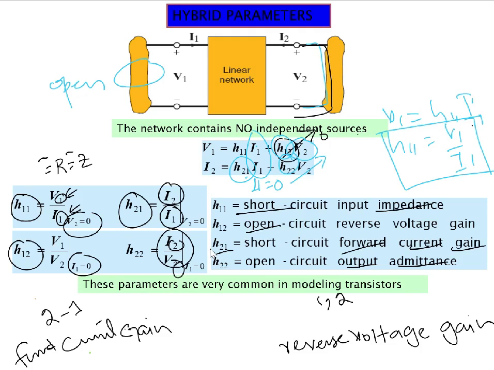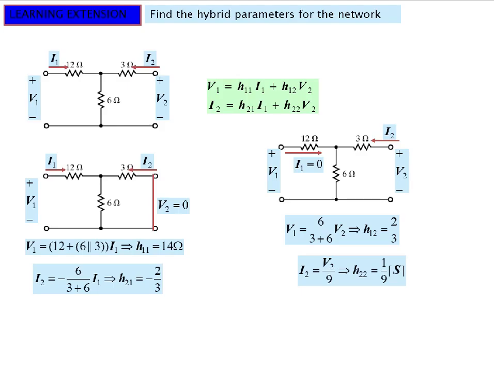Now going to the next slide, in which we will discuss an example based on the things that we have learned so far in hybrid parameters. So here is an example of hybrid parameters. You might have already recognized that this circuit is a T circuit. T circuits are easily solvable.